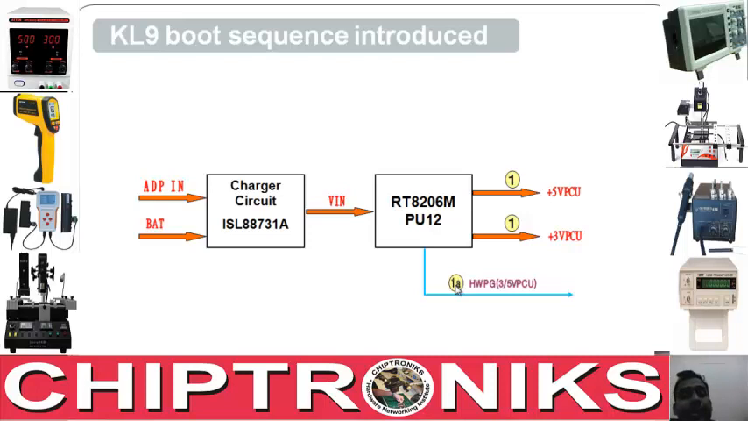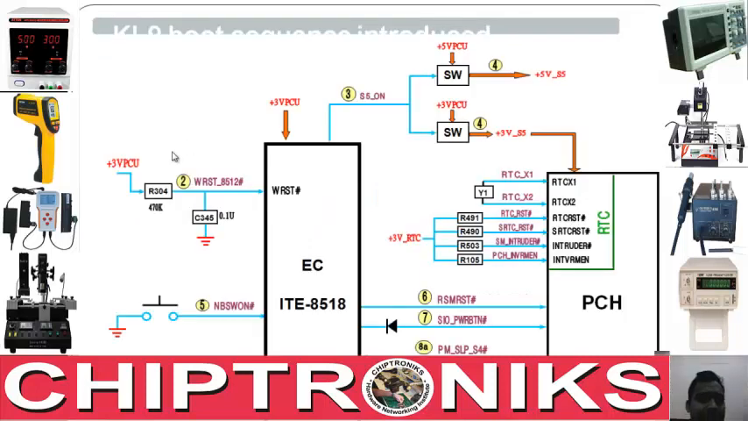So let's go to the next slide. After getting +3VPCU, it goes to the IO controller, right? This goes through a resistor R304, and the +3VPCU is directly going to the EC also as a power supply, right? And there is an embedded clock in this IO controller IT8518.